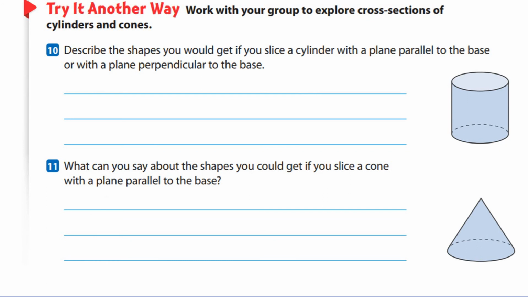Let's try it another way. Again, you can work with your group, by yourself, or check your answers with another person, two or three students, to explore cross sections of cylinders and cones. Now we're dealing with cylinders and cones. Describe the shapes you would get if you slice a cylinder with a plane parallel to the base or with a plane perpendicular to the base.